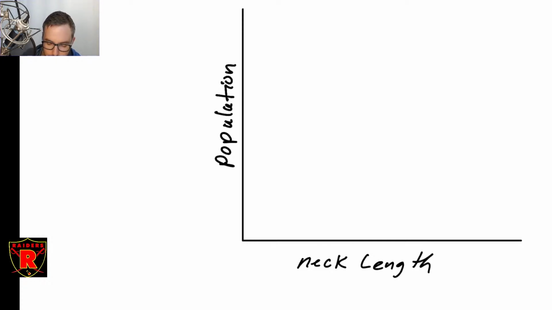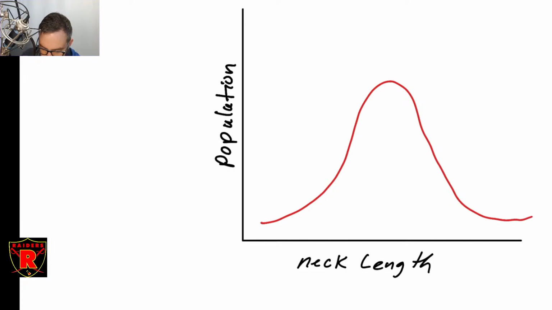So if you were to look at a graph of this, you would see what's called a normal distribution. A normal distribution just means that the average is the most common, and the further you get away from the average, the less common it is. And a huge number of things fall naturally into a normal distribution.